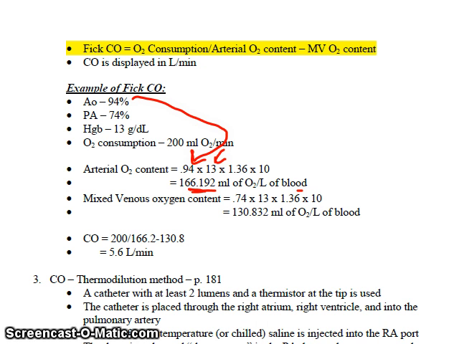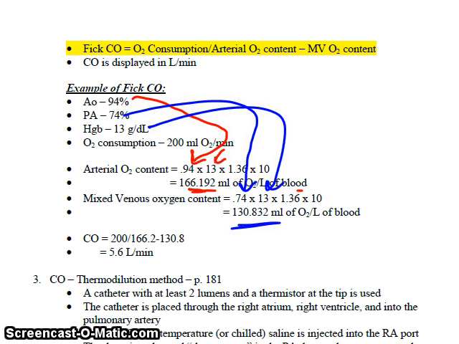Same thing with mixed venous. Take your 74% and convert that into a decimal. Then again, times your hemoglobin, which will be given to you, times your 1.36 times your 10, and then it comes up with 130.832 milliliters of oxygen per 1 liter of blood. So that's the first step, finding the oxygen content.